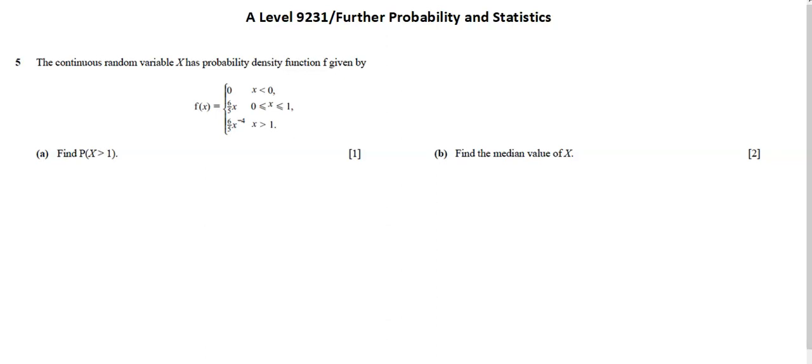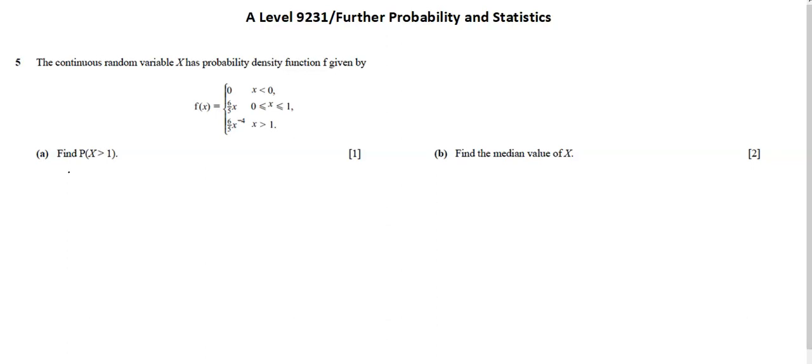This is 9231 Further Probability and Statistics, specimen paper for the 2020 exam series, question 5. The continuous random variable x has a probability density function f, which is given. Requirement A, find the probability that x is greater than 1. Requirement B, find the median value of x.